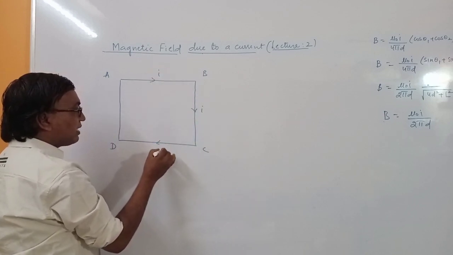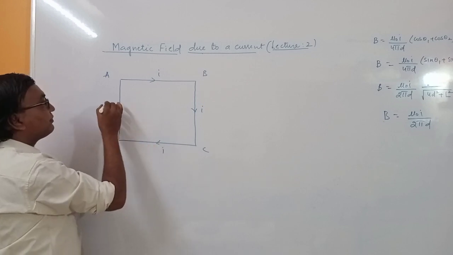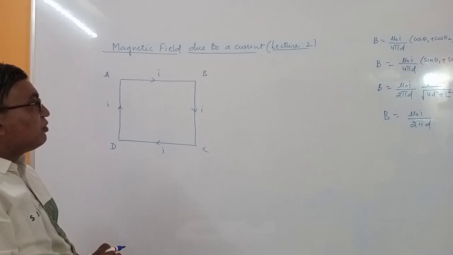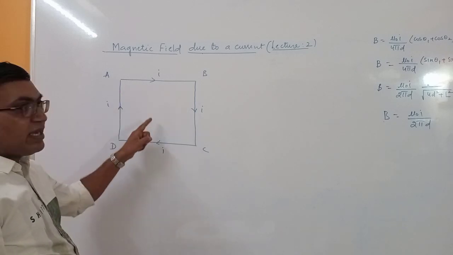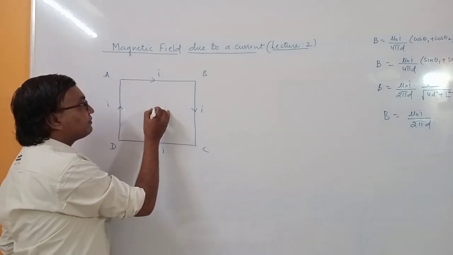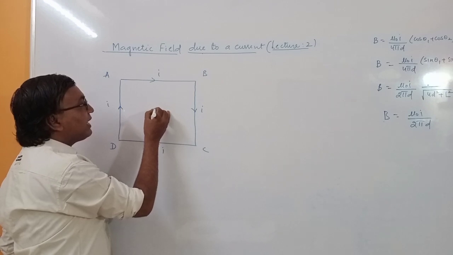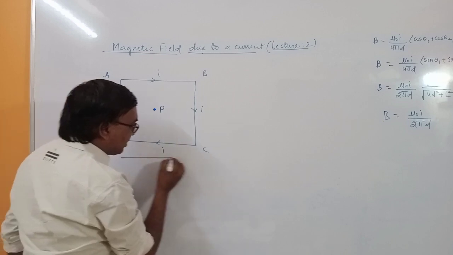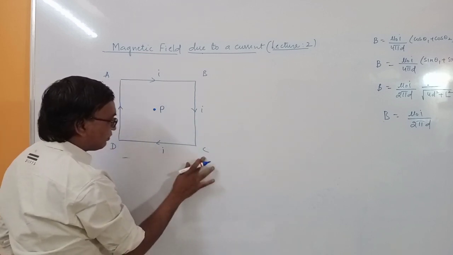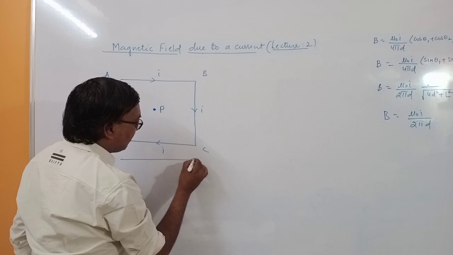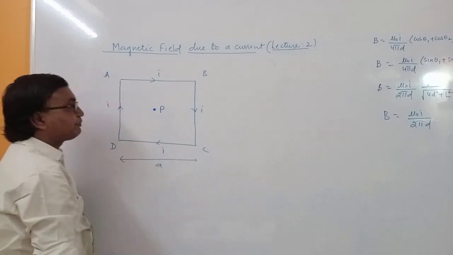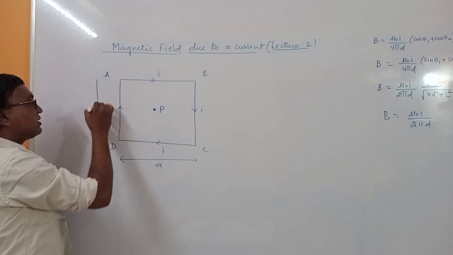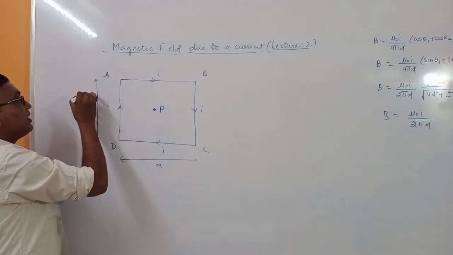So इस लूप के अंदर करंट कितना है? I. We have to find out the magnetic field due to this square current loop at its center. इसके सेंटर पे मैग्नेटिक फील्ड निकालना है, तो ये पॉइंट P है. And the edge of this square loop is A. Okay, yes. So it is very simple.